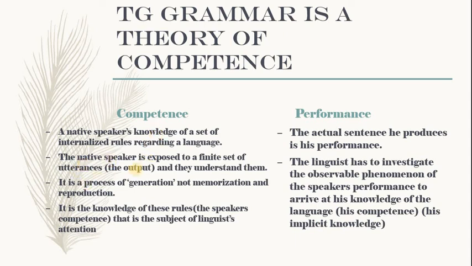Now, the native speaker is exposed to a finite set of utterances and they understand them. They are exposed to only a limited number of utterances, but they are able to understand them. And at the competence level, you are generating language. It's not just memorization and reproduction, but you are able to generate language. At the performance level, a linguist has to investigate the observable phenomenon of the speaker's performance to arrive at his implicit knowledge regarding the language. So while competence is the knowledge of the rules regarding the language, performance is the actual production of utterances. It is the actual sentences that he produces.